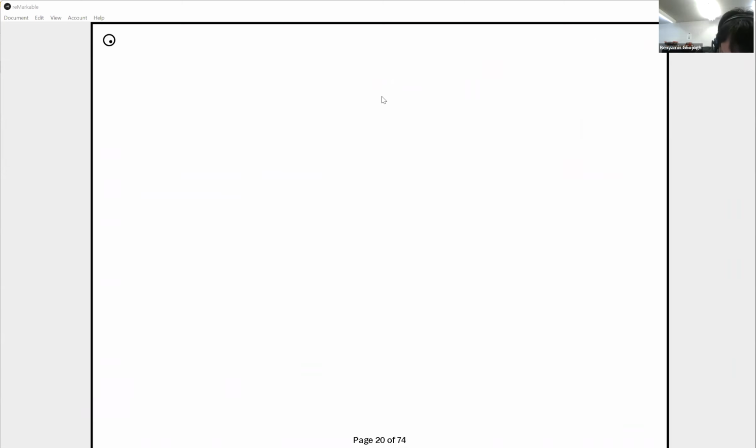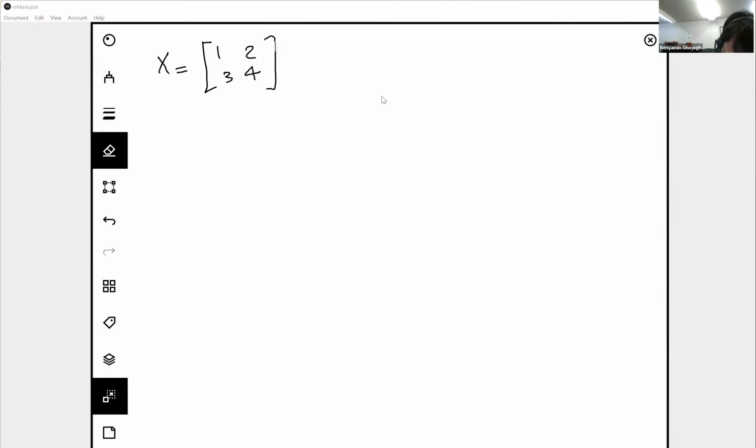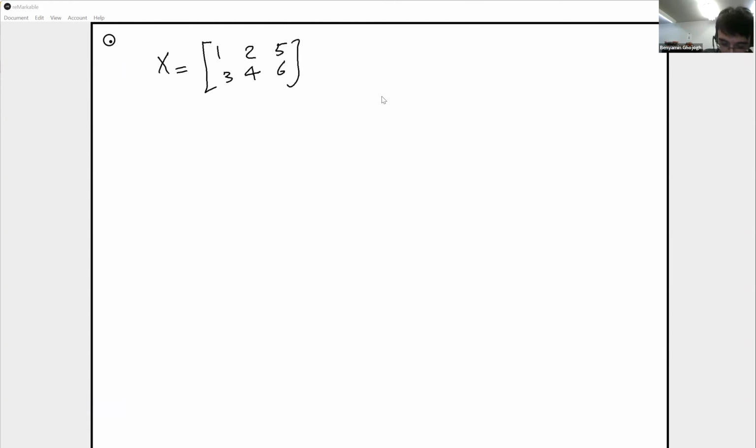Assume X is 1, 2, 3, 4, okay, maybe let me make it 5, 6. Do you agree this belongs to R^(2 by 3)? It has 2 rows, 3 columns, right? Is that correct? Yes. Okay.